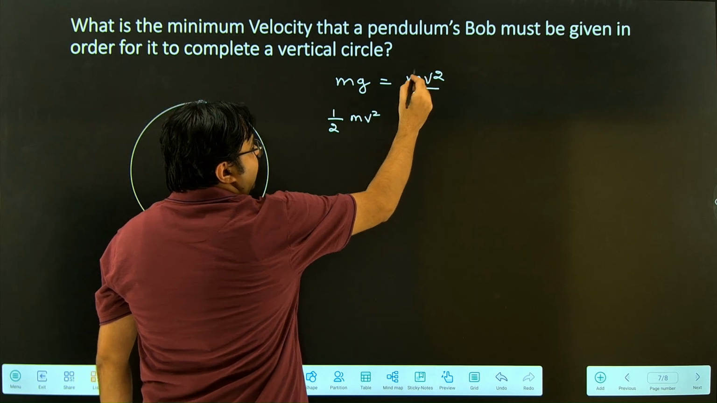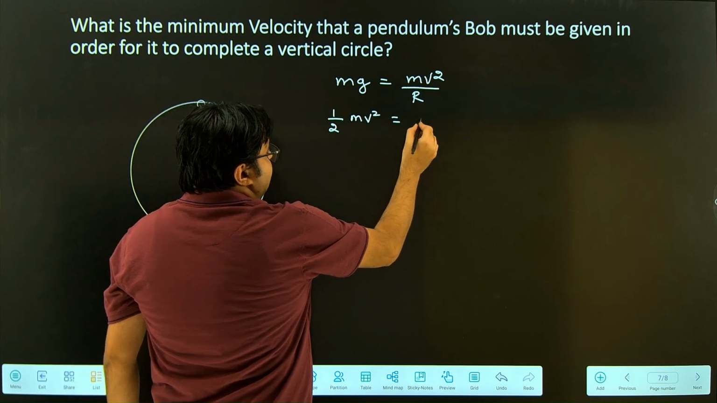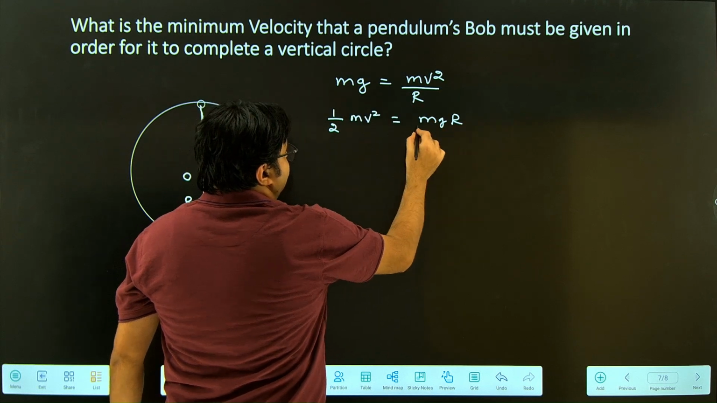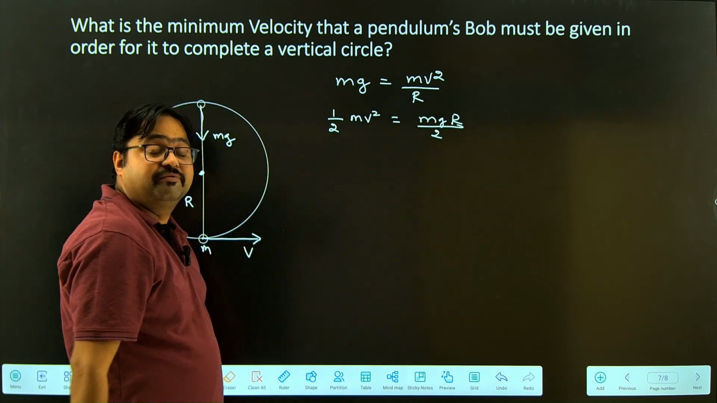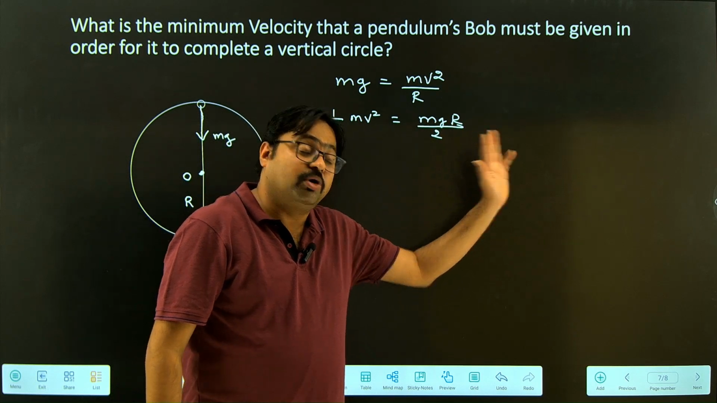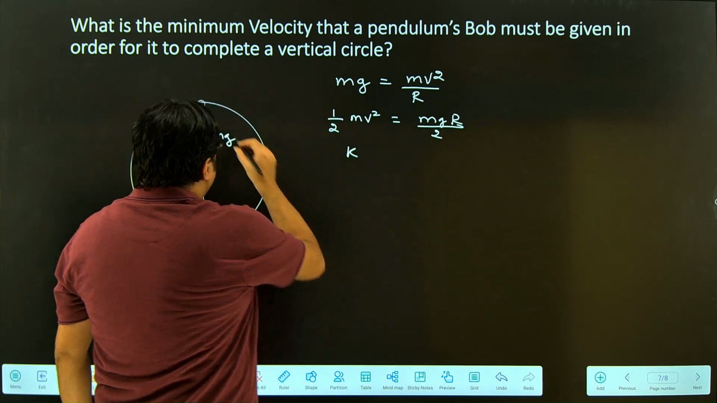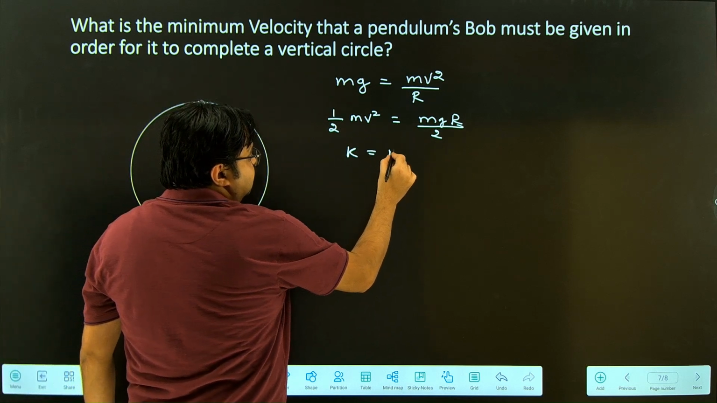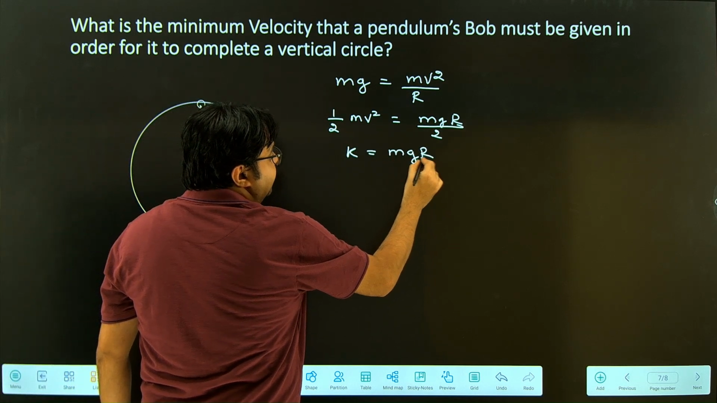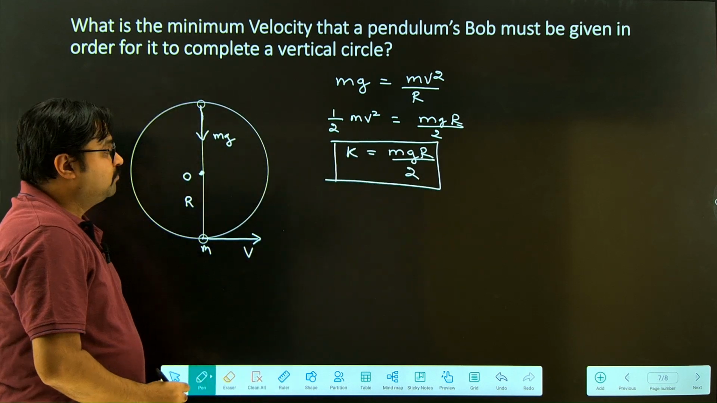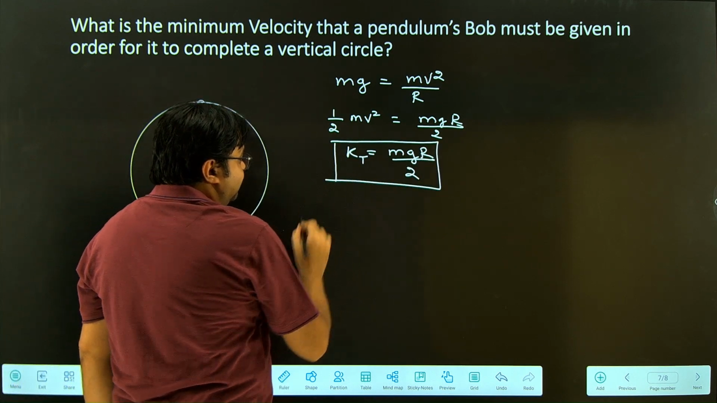I have mv square, this thing has been written here, and then I have mgr. I've sent the r there, and then there is a by 2 because we have multiplied half on both sides. Well, half mv square is the kinetic energy of the bob at the topmost point, and we have just figured out that it's mgr divided by 2. That's the kinetic energy at the topmost point. Let me write it as kt.